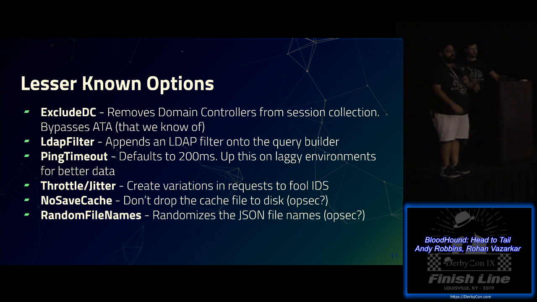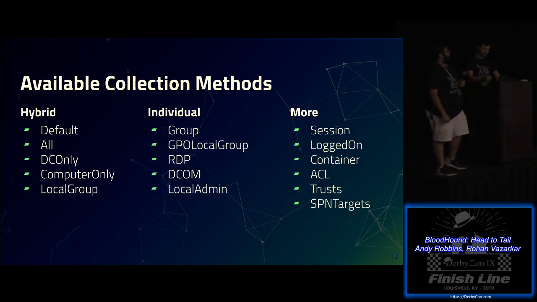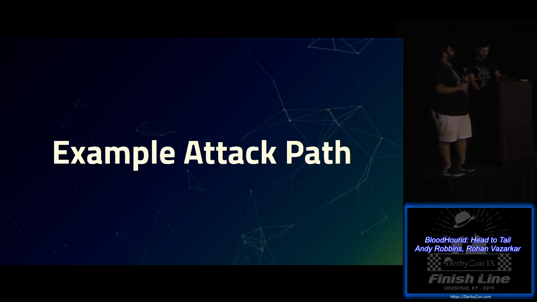The last few options here are really OPSEC: throttle and jitter. Those are pretty self-explanatory. We do have a cache file with SharpHound, which speeds up future runs. If you're not doing multiple runs on the same computer, just use no save cache. There's one less file dropped to disk. And random file names, because some EDR solutions think it's a good idea to signature on file names dropped. So we just nip that in the bud.